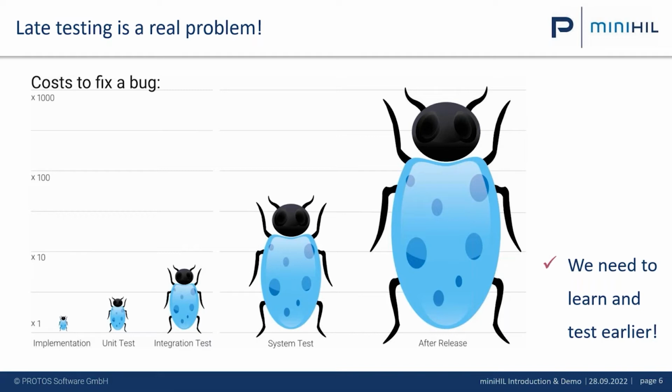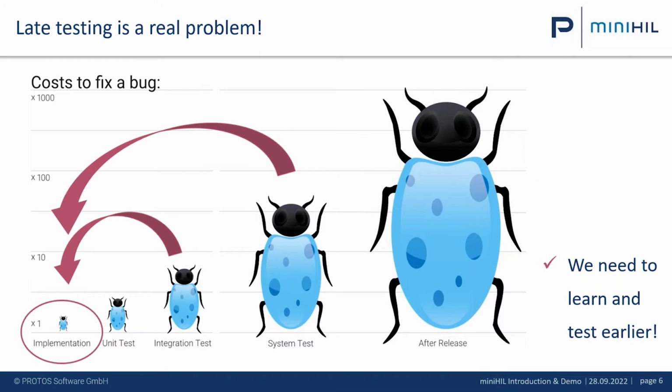So a unit test is still relatively inexpensive, fast, near at the development. And the integration system test, so after release, it gets really expensive and really slow to test. And what we do with the miniHIL is we bring the system test and the integration test to the desktop of the developer or to the continuous integration for complete automation. So we need to test and we need to learn earlier to speed up the development process and bring down the costs as well and bring up the quality.